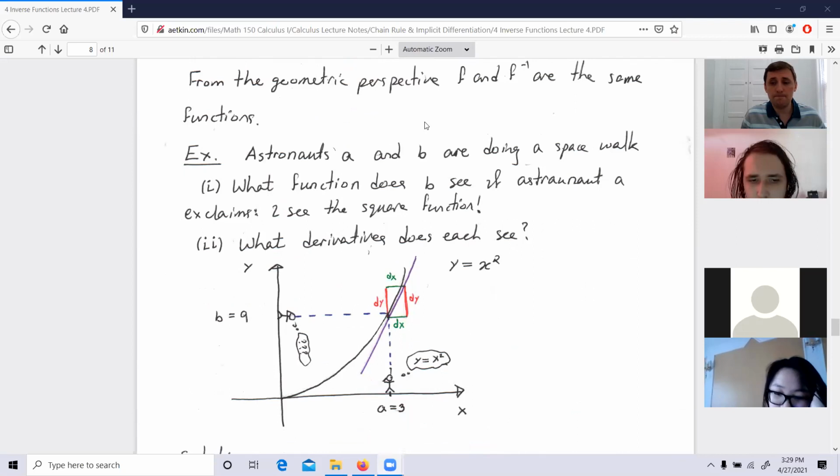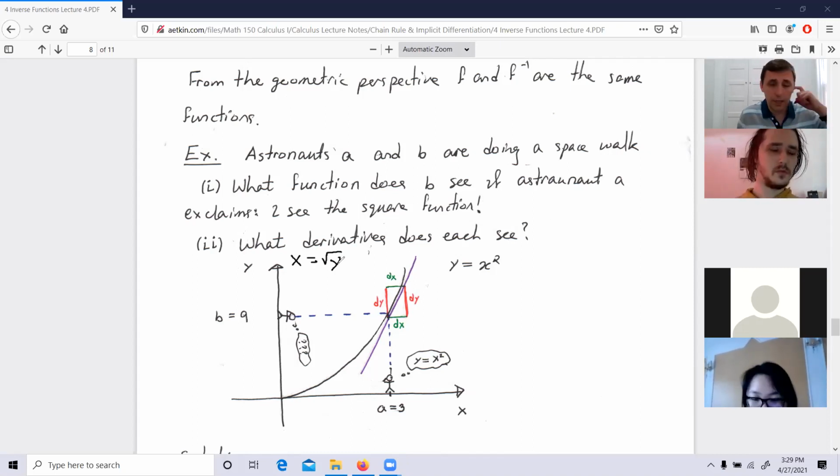All right, so here is, guys, now trying to understand how the derivatives are related. So we have astronauts in position A and position B communicating with one another. Astronaut A sees the curve y equals x squared. The second coordinate is the square of the first. Astronaut B sees what curve? The curve that astronaut B reports is x equal to square root of y.